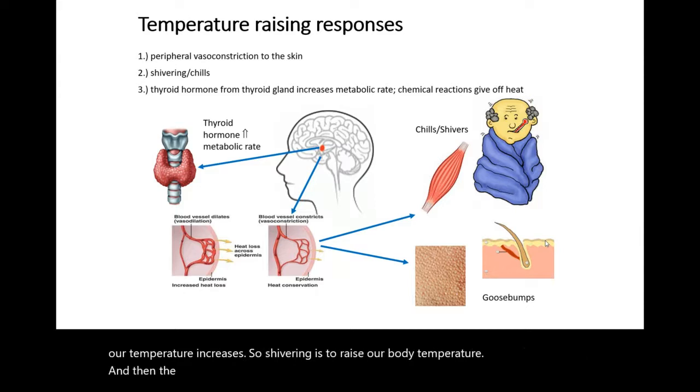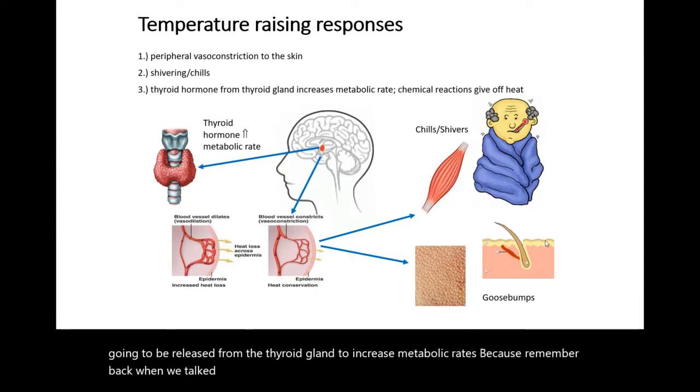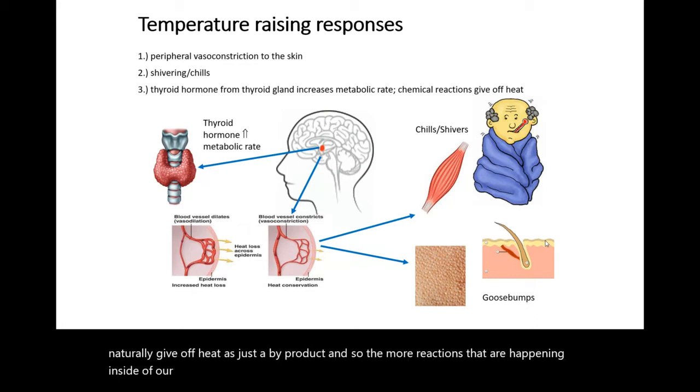And then the third thing that's going to be happening is there's a thyroid hormone that's going to be released from the thyroid gland to increase metabolic rates. Because remember, back when we talked about metabolism, I mentioned that all reactions as they occur naturally give off heat as just a byproduct. And so the more reactions that are happening inside of our body, the more heat is going to be released, and therefore trying to increase our core temperature.